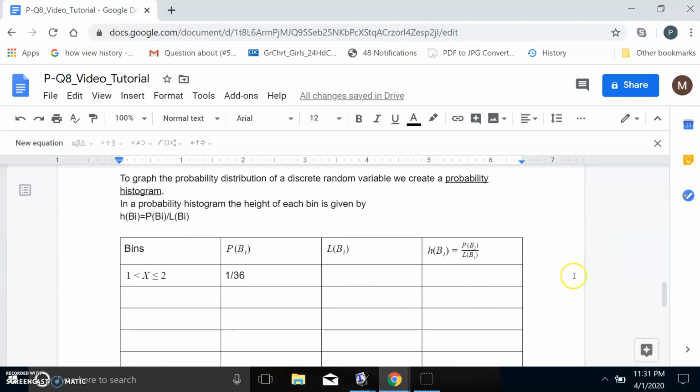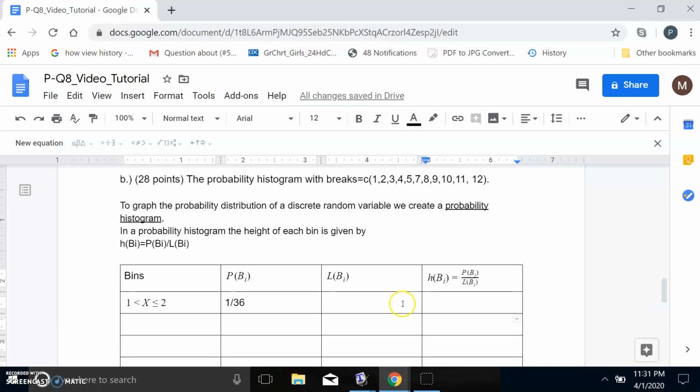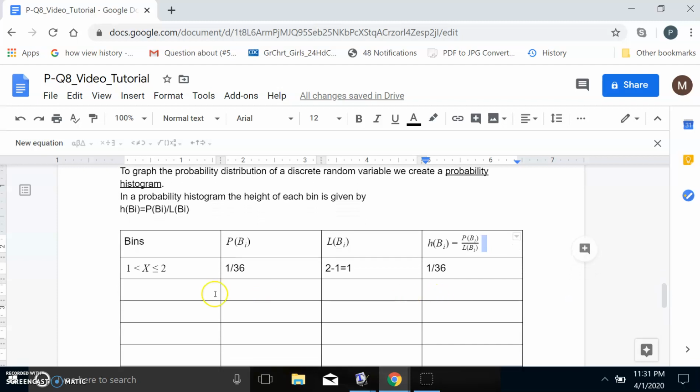And the length of the bin, so just 2 minus 1, which is 1. So it means then the height is the probability divided by length, but the length's 1, so it's just going to be 1 over 36. Okay, then moving on to the next one. So let me just take this and repeat it down here, and I'll just make adjustments to it.